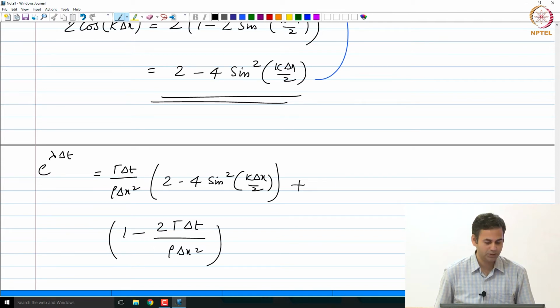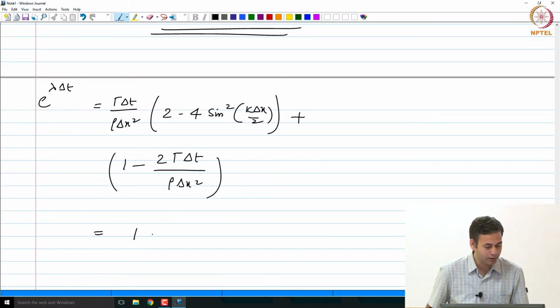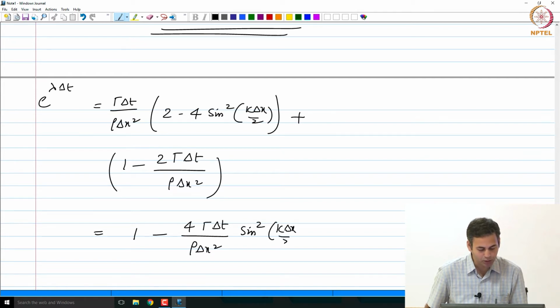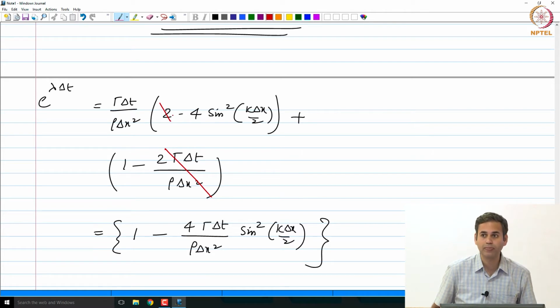Okay. Mistakes, is it correct? All right. So, do we have any terms that may get cancelled? 2 gamma delta t by rho delta x gets cancelled. So, essentially what we will be left with? We will be left with 1 minus 4 gamma delta t by rho delta x square times sine square k delta x upon 2, right. That is all that remains, because this term gets cancelled with the 2 times gamma delta t by rho delta x square. Okay.